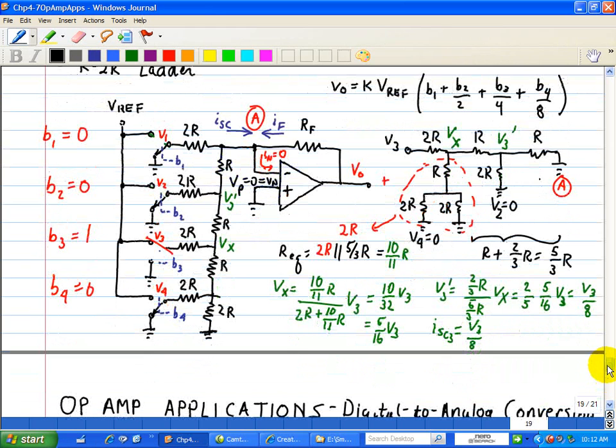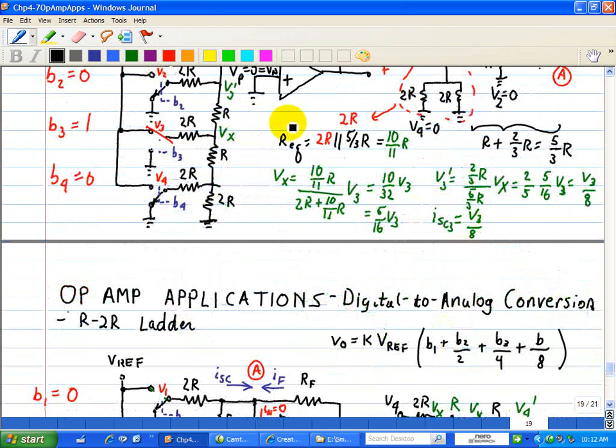Now the result is simply, there should be an R right here. So let me rewrite that. V3 divided by 8R. Forgot to put that resistor.